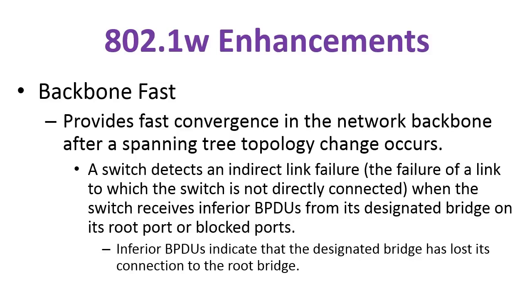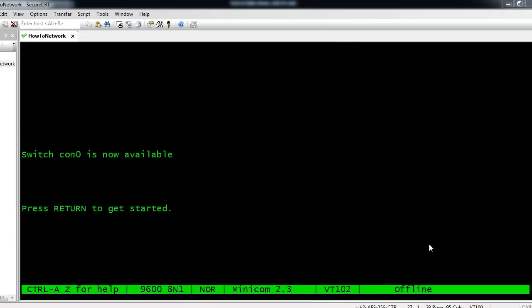Backbone fast provides faster convergence in the network backbone after a spanning tree topology change occurs. Backbone fast detects indirect link failures. When the switch receives inferior BPDUs from its designated bridge, it indicates that the designated bridge has lost its connection to the root bridge, and it immediately chooses another path back to root.